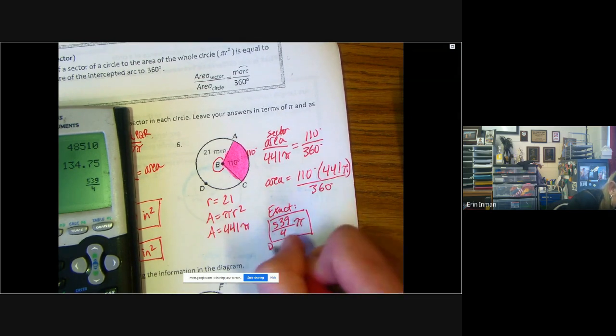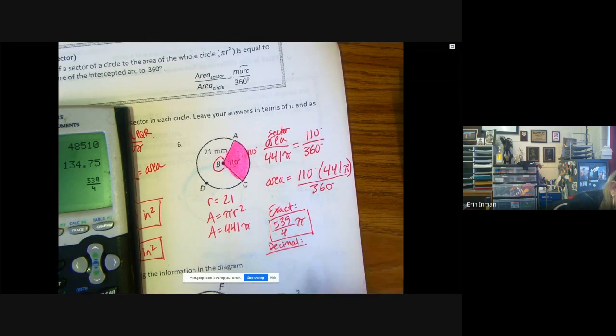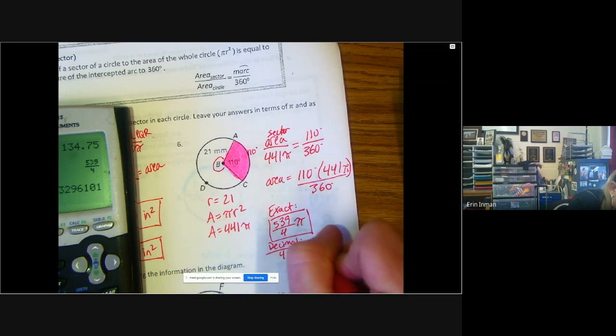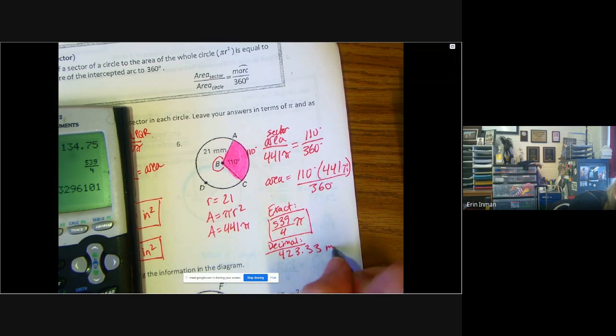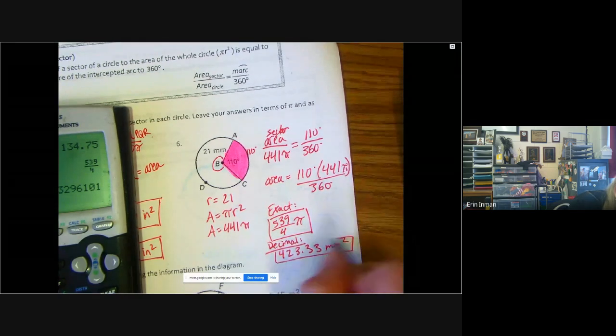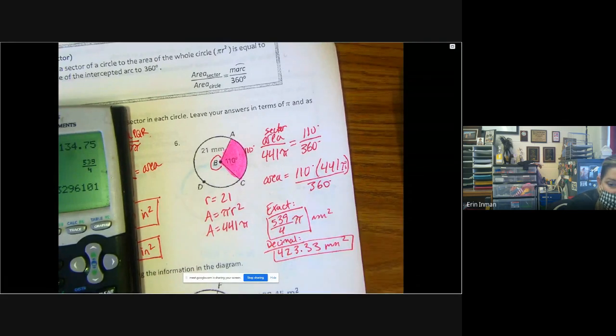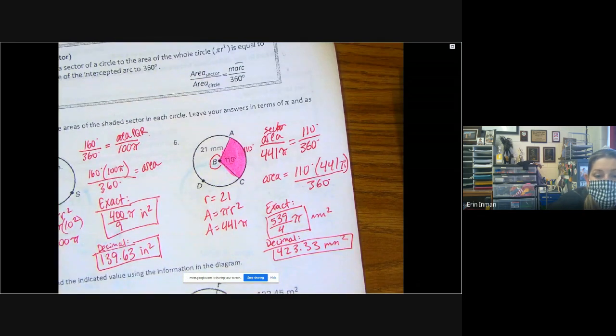If I like the decimal answer, which for area I kind of prefer, I'm going to take that and multiply the pi in. And it's 423.33. And I forgot my units. This is millimeters squared. All these things that we need to do. Okay. So arc length and sector area use very similar concepts, and you should be familiar with how to find the area of a circle and how to find the circumference of a circle. Okay.